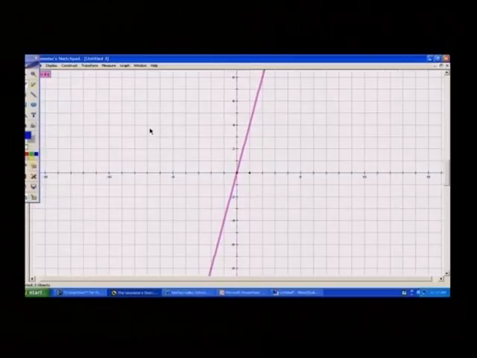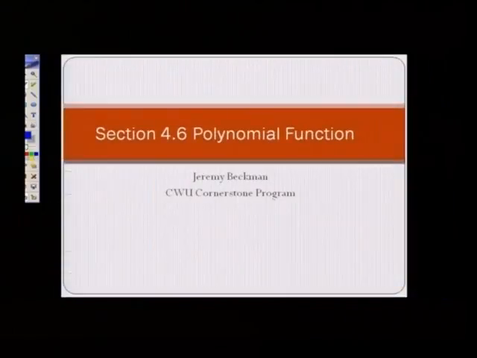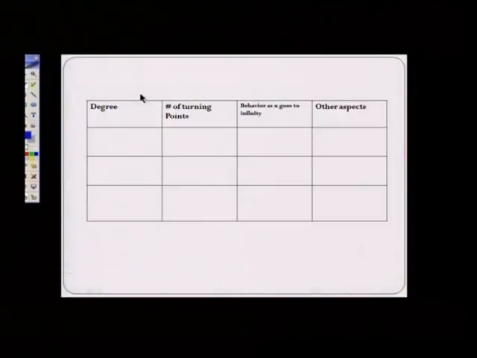Linear equation, slope of 4, goes through 0, 0, which is both the x and y intercept. Let's go back to those questions and take a look. First off, what was the degree of this function? Yep, degree 1, x to the first power. Our degree is 1, x is to the first power.